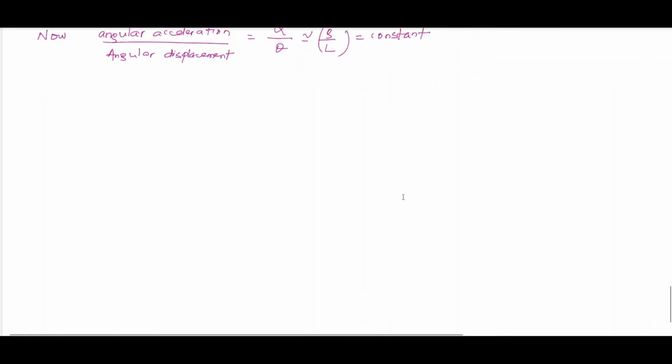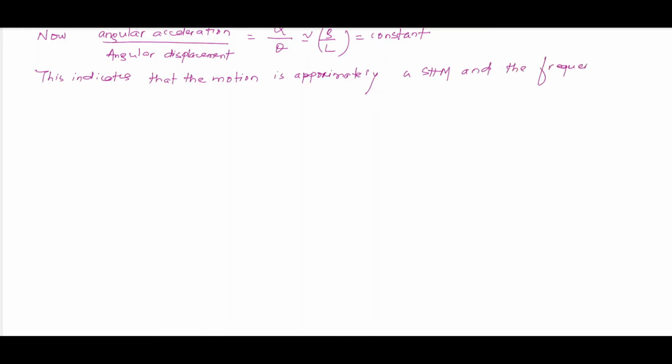And this indicates that the motion is approximately a SHM, simple harmonic motion, and the frequency of oscillation is expressed by the equation 1 by 2 pi root over g by L.